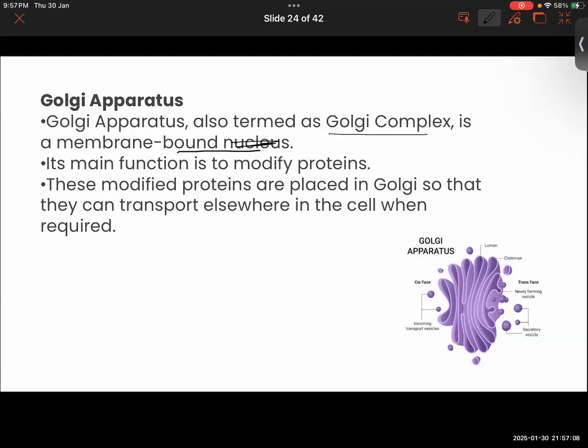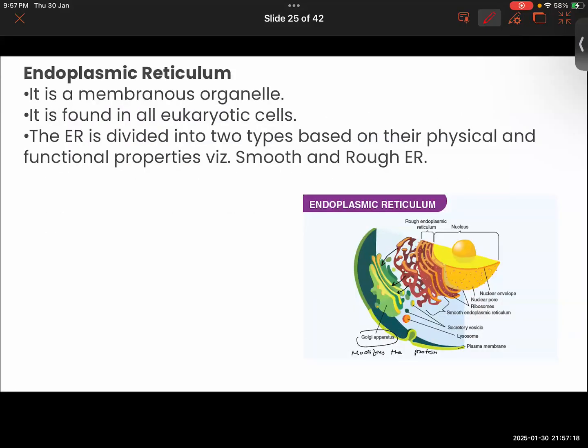Then the modified proteins that are placed in it will be transferred elsewhere in the cell wherever required. Okay. That was all about this Golgi apparatus. After this, you have the endoplasmic reticulum, which is found in all the eukaryotic cells. Generally, in the prokaryotic cells, it is absent. It is a membrane-bound organelle.